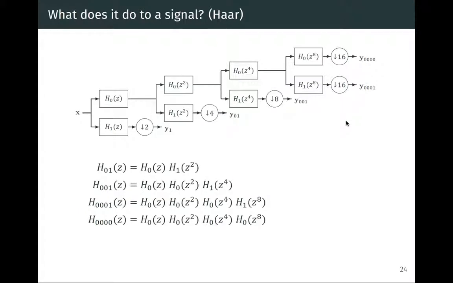All right, so an example. If you look at the transfer function for the low, low, low pass, so the low pass at level 4, that's H0000 of z, and that's just the multiplication of all these subbands here. And that's before I subsample. So that's quite straightforward.